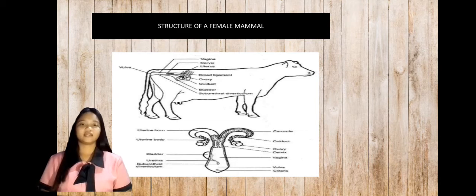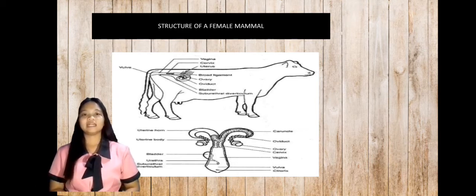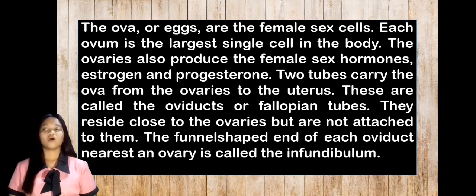and vagina. A female mammal typically has 2 ovaries. Within each ovary are hundreds of tiny follicles or cavities where the ova are produced. The ova or eggs are the female sex cells. Each ovum is the largest single cell in the body. The ovaries also produce the female sex hormones, estrogen and progesterone.